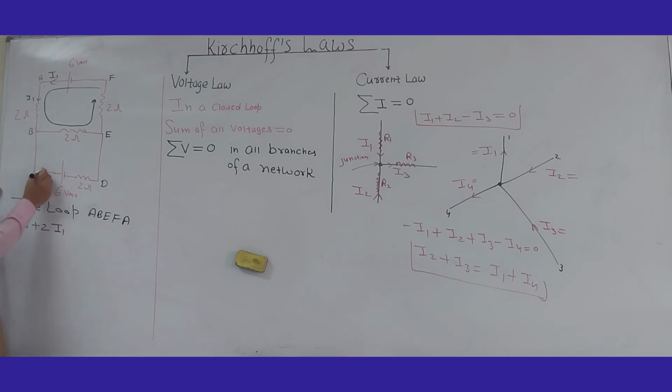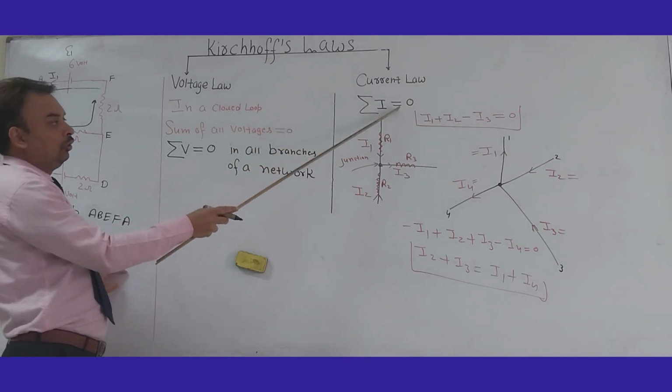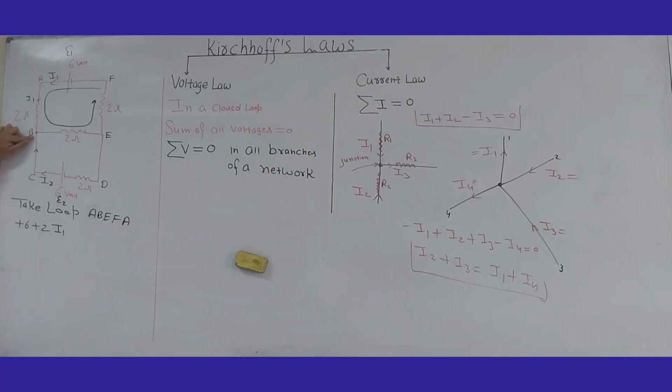Now, current is coming from the lower battery also. Suppose this is I2. Because this is the first battery, this is the second battery, right? This is first battery E1, this is second battery E2. The current is coming from here. Now this I2 is coming, reaching at this junction. So as per Kirchhoff's current law, these two currents will be added. So they will add I1 plus I2, right?